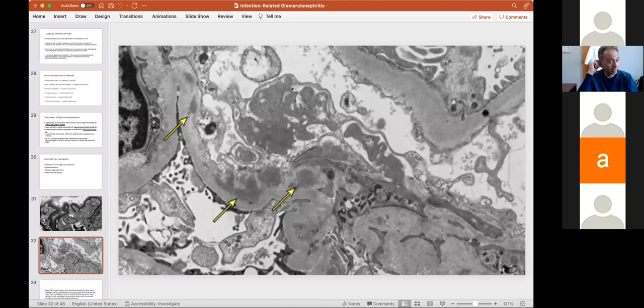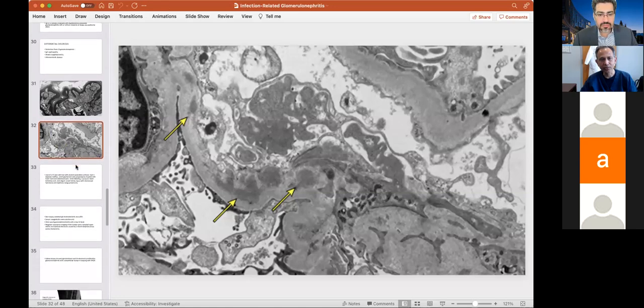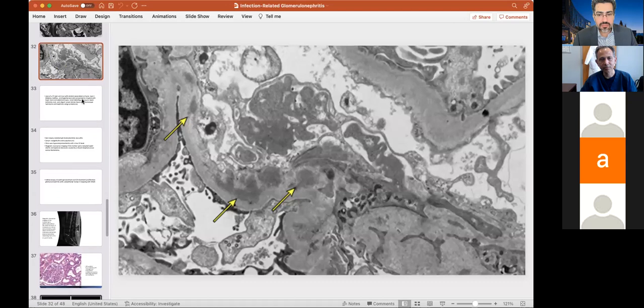So this is a C3 glomerulonephritis. You see the site of the deposit, this hump deposit. These are subendothelial deposits here. This is a capillary lumen and this is subendothelial, not subepithelial deposit. So this is a differentiating point between C3 glomerulonephritis and Staph aureus associated GN. Next slide.